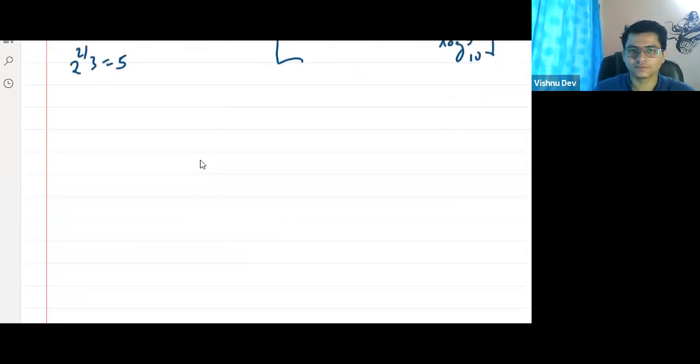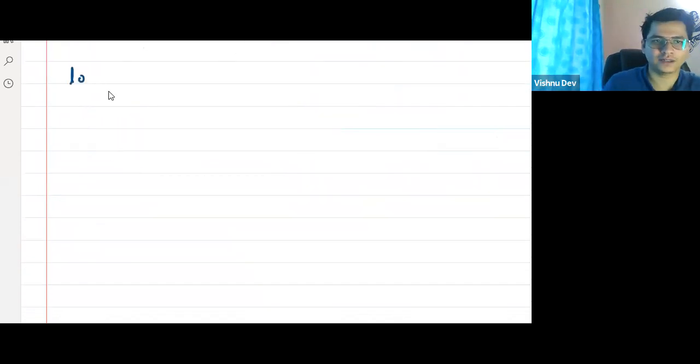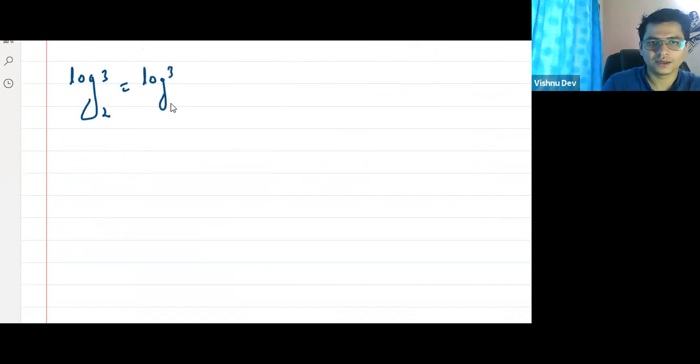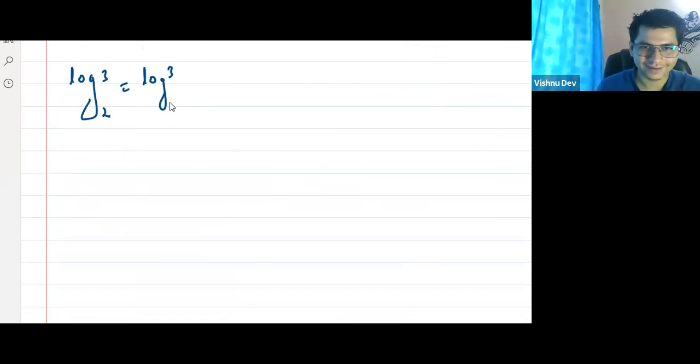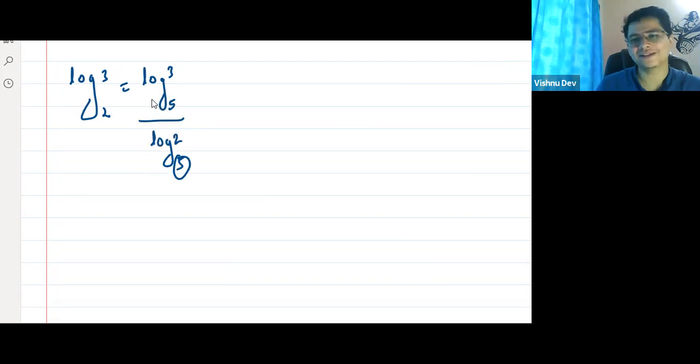Okay, so I'll just show you one more problem. You just use this property. Log 3 base 2 can be written as log 3 base something over log 2 base the same thing. Base can be anything. Trust me, base can be anything. It doesn't matter. It need not be 10, it can be 5, log 3 base 5 over log 2 base 5, because it is eliminated now. So base can be anything, but generally we will take 10.